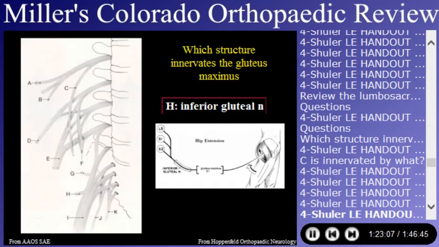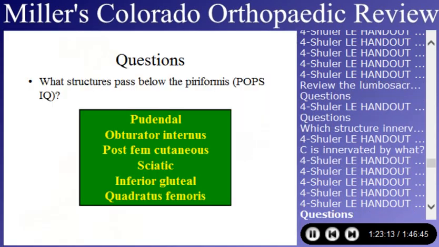What structure innervates the gluteus maximus? Inferior gluteal, S1. H on your diagram. What structures pass below the piriformis? And Dr. Miller had a mnemonic for this, POPS IQ. Pudendal, obturator internus, posterior femoral cutaneous nerve, sciatic, although the sciatic can go through the piriformis about 2% of the time, inferior gluteal and quadratus femoris.